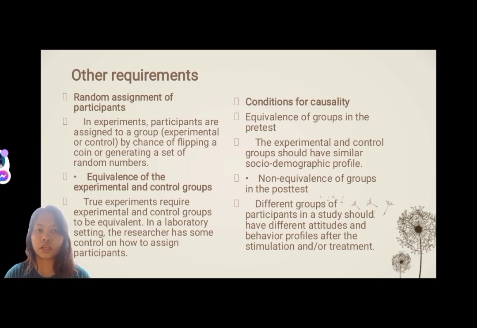Conditions of causality. Equivalence of groups in the pre-test. The experimental and control groups should have a similar socio-demographic profile. For example, the experimental group should not be composed only of young, well-educated, city-based participants. Prior to the administration of the stimulus or treatment to the experimental group, all groups should have the same profile.